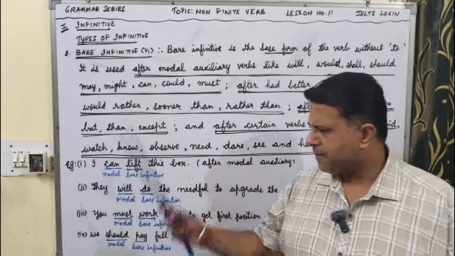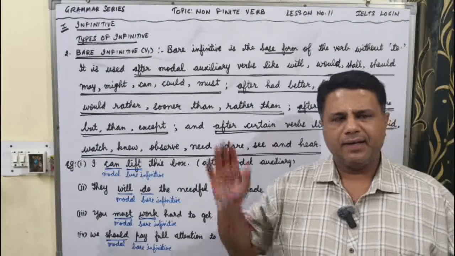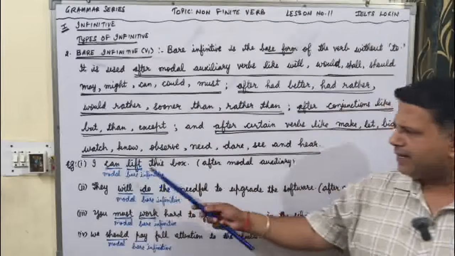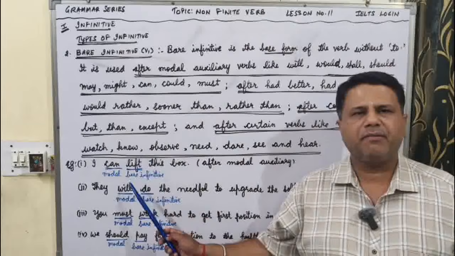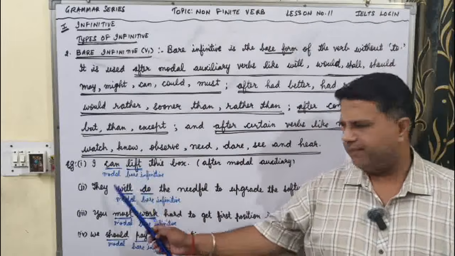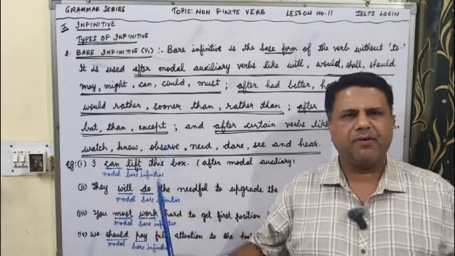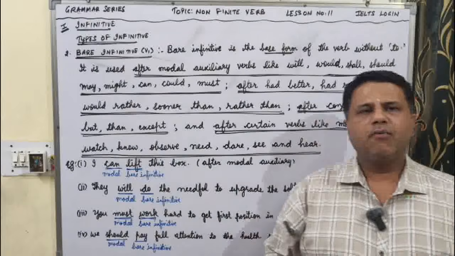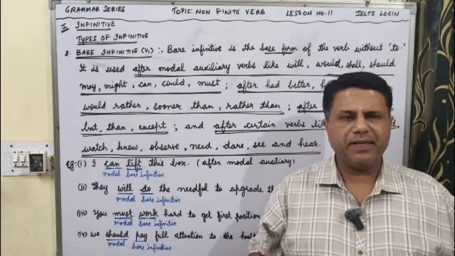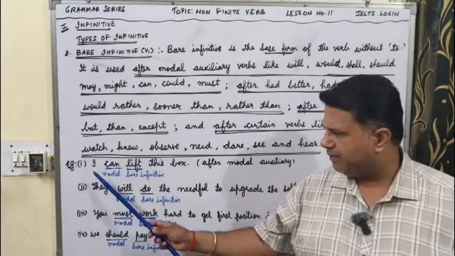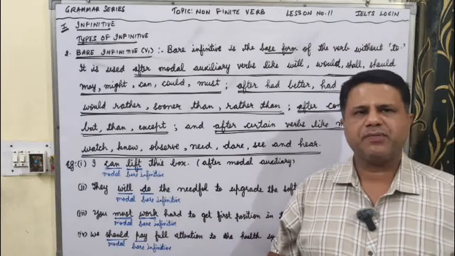I have given different examples. In the first 4 examples, we have covered the modal auxiliary verbs. I can lift this box. Can is modal and lift is first form of the verb. It is bare infinitive. In the bracket, I have also written after what it is used. There are 4 uses, so I have given 4 examples of first use, that is bare infinitive is used after modal auxiliary verbs. I can lift this box. Can is modal and lift is first form of the verb.